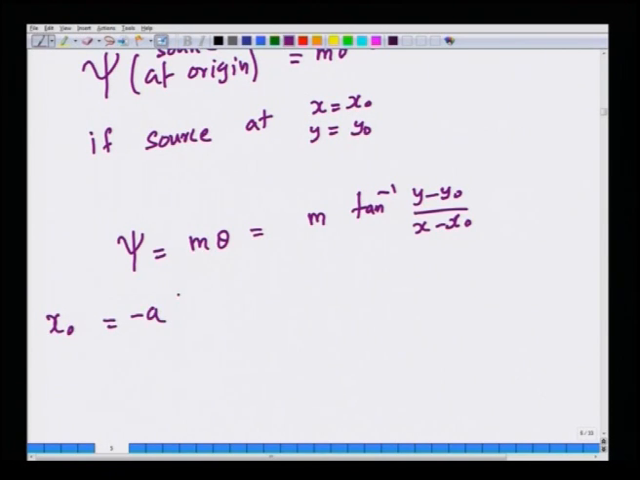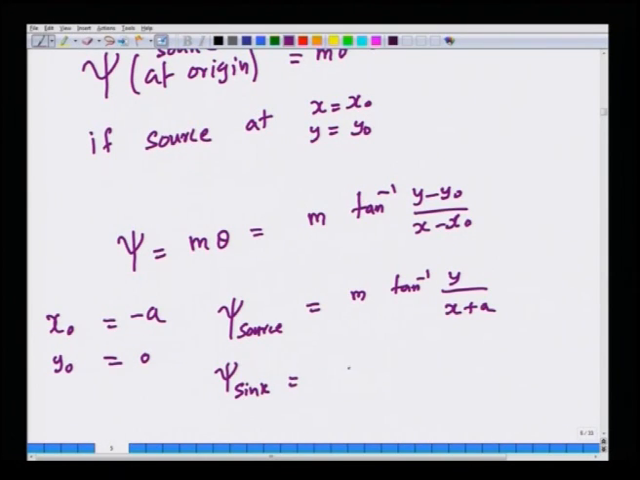minus a. The source is at a distance minus a, but y naught is 0, it is still at the origin in the y direction, along the x axis. So, psi source for our problem is essentially m tan inverse of y divided by x plus a, and psi sink is essentially minus m tan inverse of y divided by x minus a.